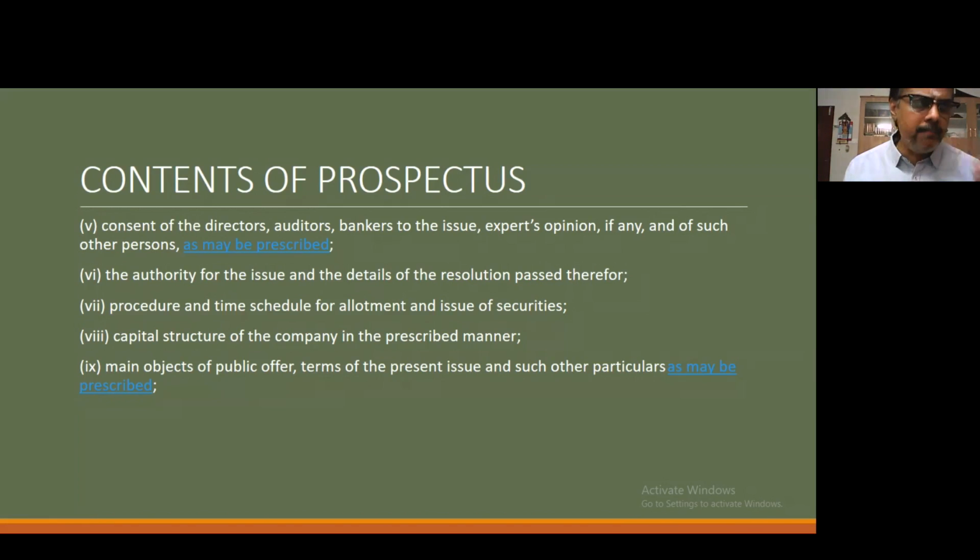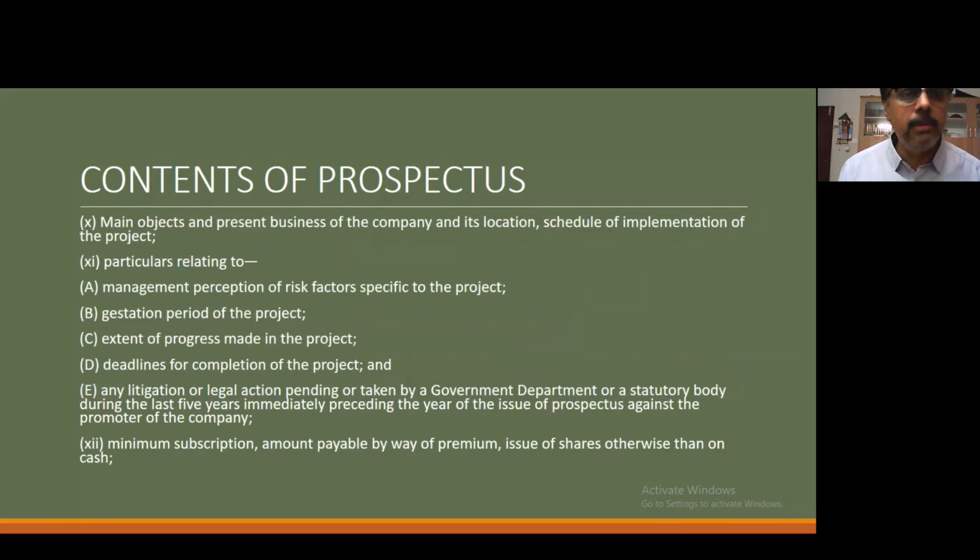You have to stipulate, mention in the prospectus for what purpose you are going to use this money. Then terms of the present issue and such other particulars as may be prescribed. Then you have to state in the prospectus main objects of the company and the present business of the company and its location, schedule of implementation of the project.